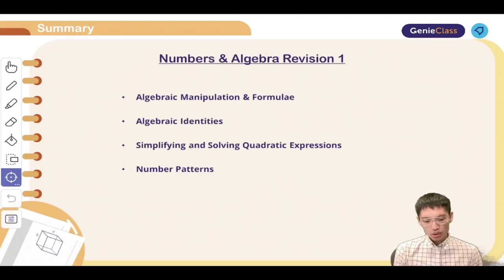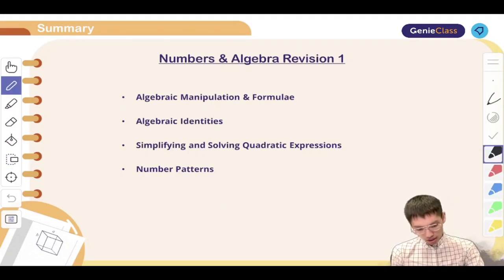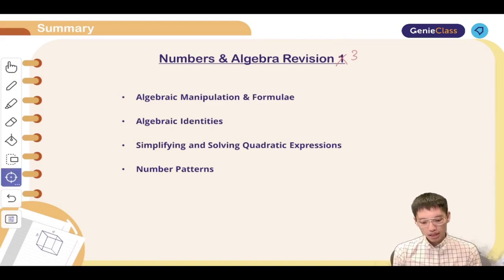So what do we go through today? Basically, revision number 3 on what is the algebraic manipulation and formulae, what is the identities used, how do we simplify, and what is the number patterns that we have done for today. Okay, so with that, that's all for today.